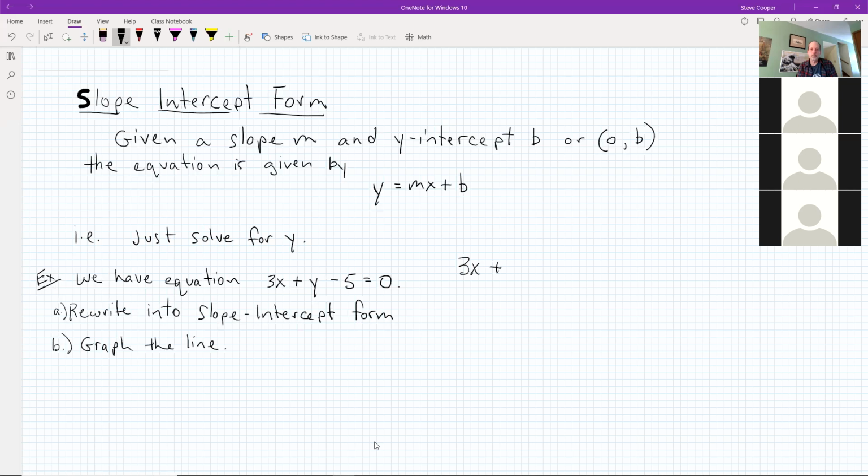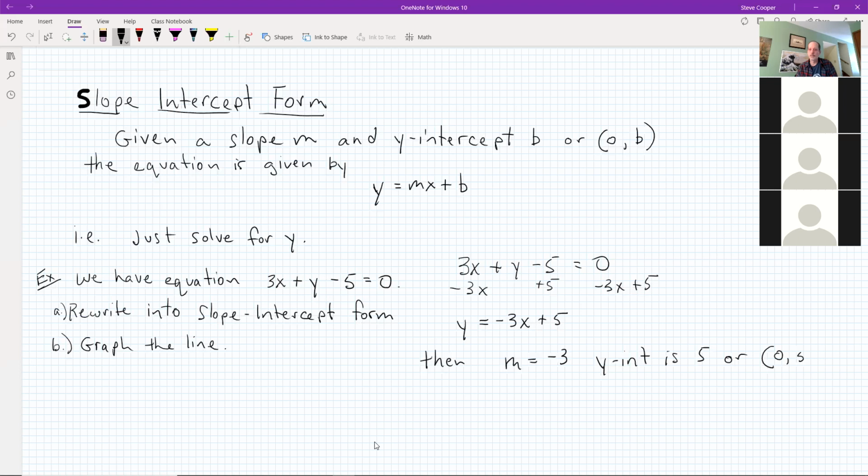I've got 3x plus y minus 5 equals 0. So if I add 5 and subtract 3x from both sides, it takes no time at all to produce my slope-intercept form. Not only that, I know by this form that my slope, m, equals -3. My y-intercept is 5, or the point coordinate (0, 5).